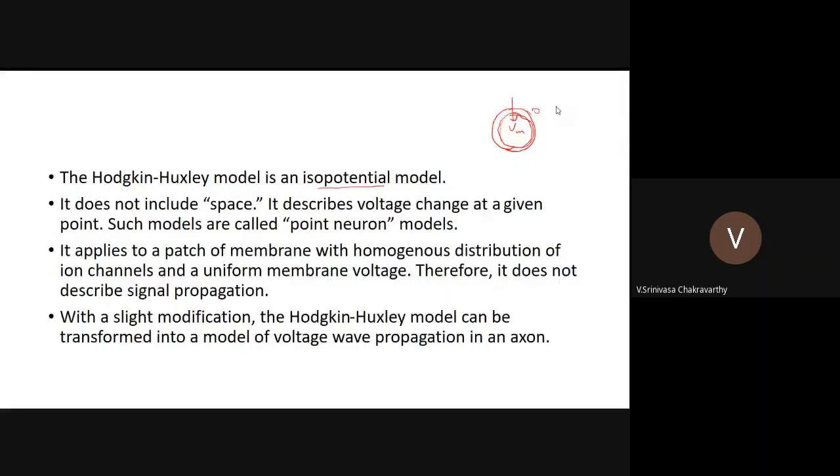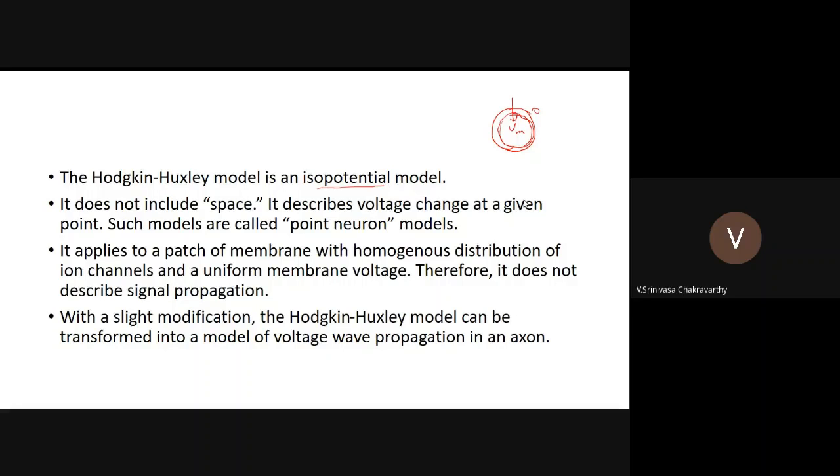So that you can give a kind of geometric interpretation of those equations like this. So in doing this, you are assuming that since the voltage is the same everywhere, it's an isopotential condition. That's what you're assuming. And such neuron models are called point neuron models because there's no space anywhere here. You assume it's like a point size.